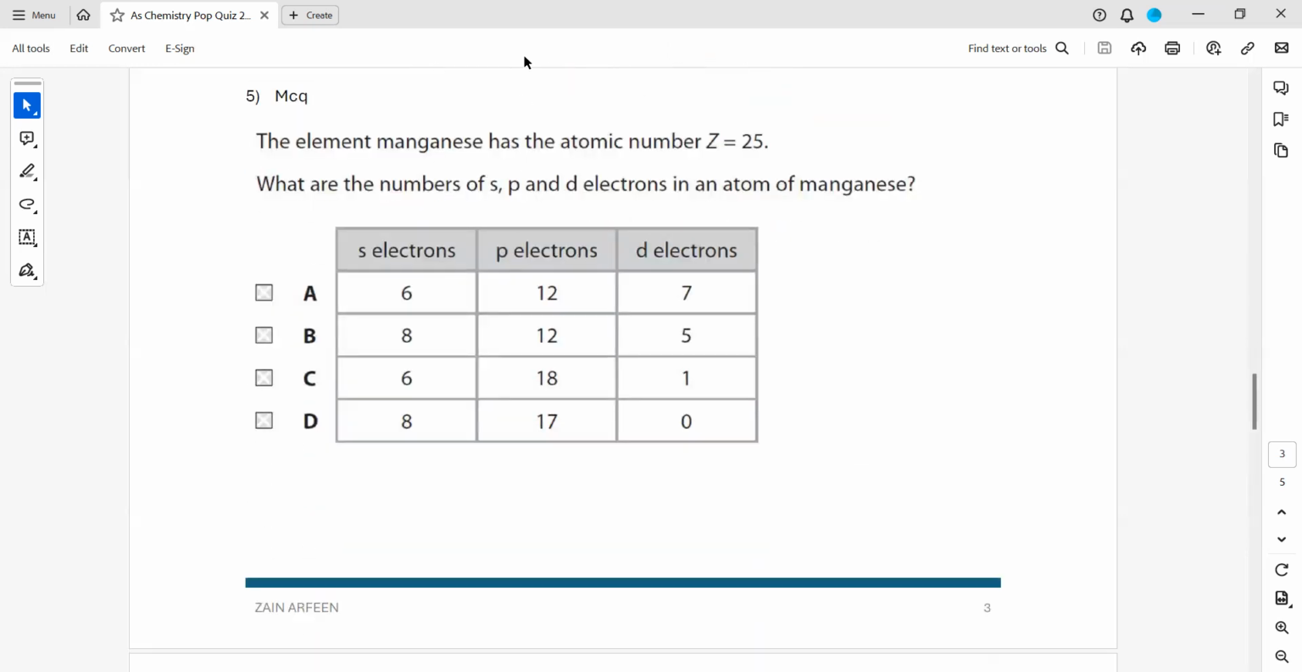In question 5, the element manganese has an atomic number of 25. What are the numbers of s, p, and d electrons in an atom of manganese? So first we write the configuration: 1s2, 2s2, 2p6, 3s2, 3p6. It makes 18, then 4s2, and then 3d5. They're asking how many electrons in s orbitals, the total number of s electrons. So we have to count: 2, 4, 6, 8. So in s we will have 8.